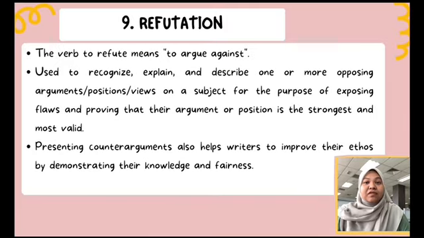Number 9 is refutation. The verb to refute means to argue against, and this strategy is used to recognize, explain, and describe one or more opposing arguments, positions, or views on a subject for the purpose of exposing flaws and proving that your argument or position is the strongest and most valid. Presenting counter-arguments also helps writers to improve their ethos by demonstrating their knowledge and fairness.